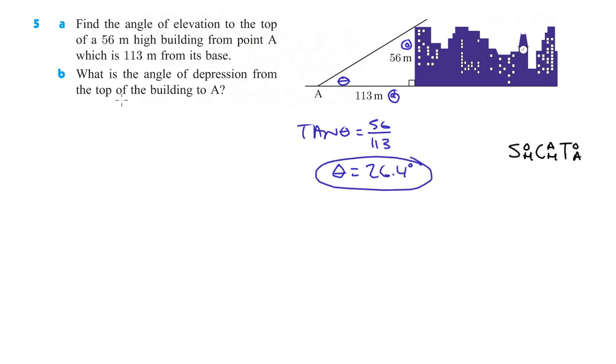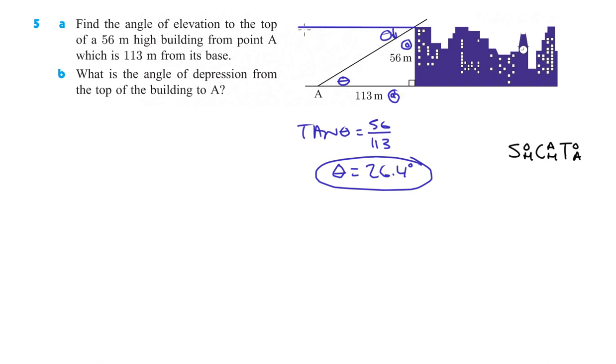Now, part B says, what is the angle of depression from the top of the building to A? So here's how you'd want to figure out angle of depression. It's always from horizontal, and if it's angle of depression, it's how far down. So it's basically saying, what is this angle right in here?